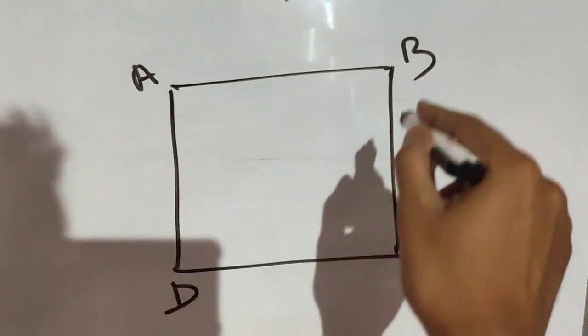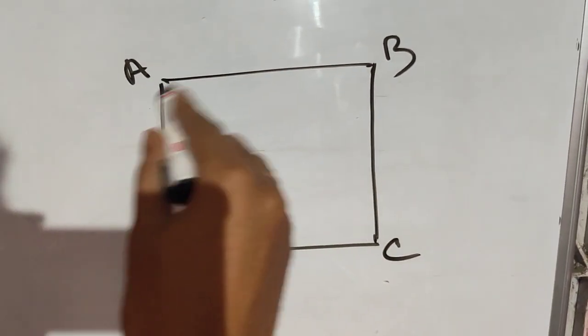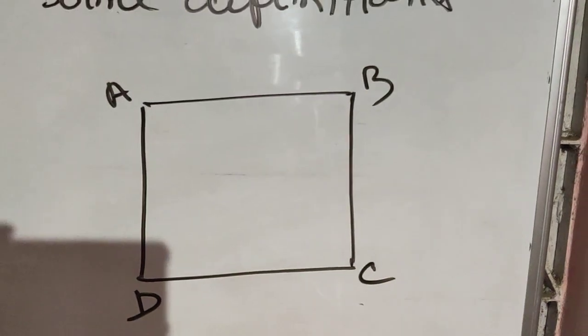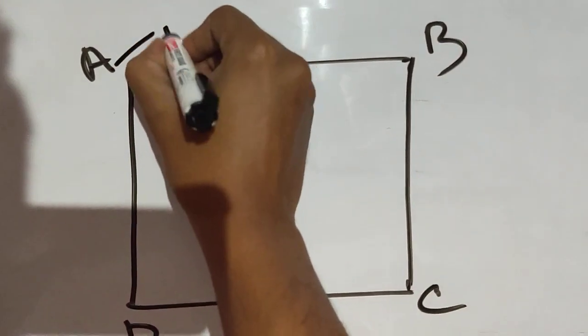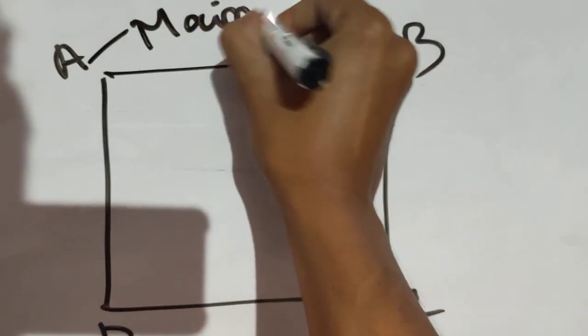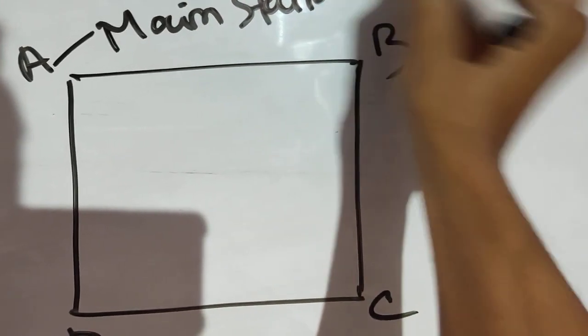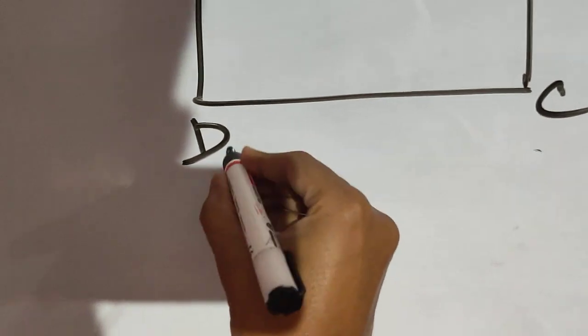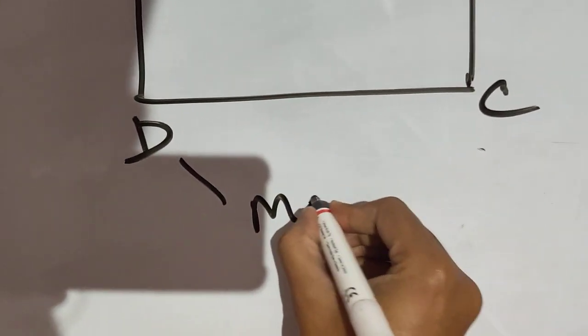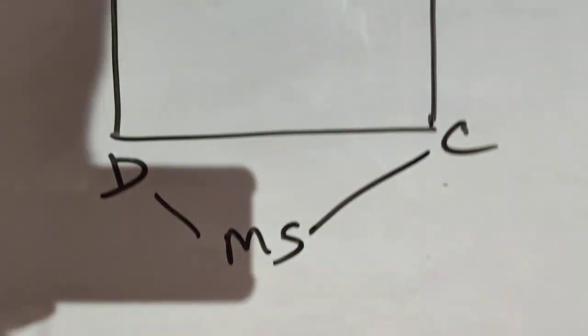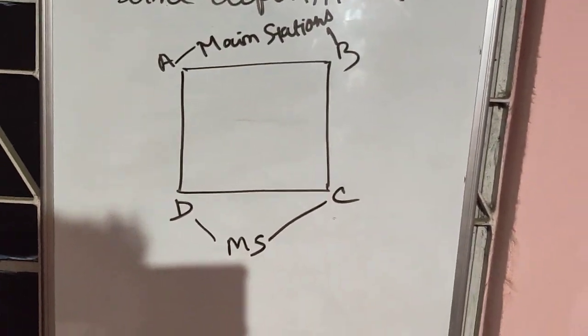Now these endpoints of the plot, the very end terminals of the plot, are called main stations. These are called main stations, A, B, C, D. I'm writing in short: MS means main station.